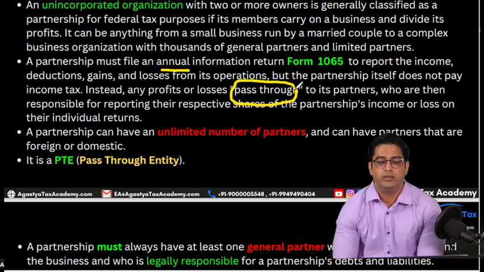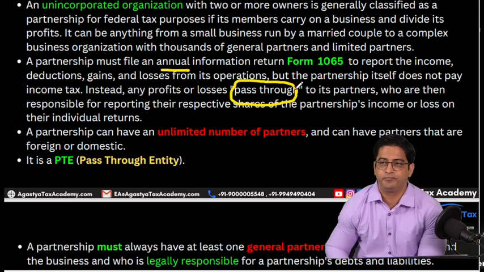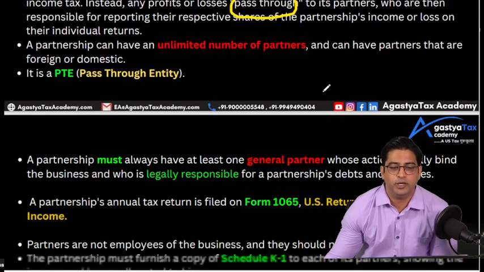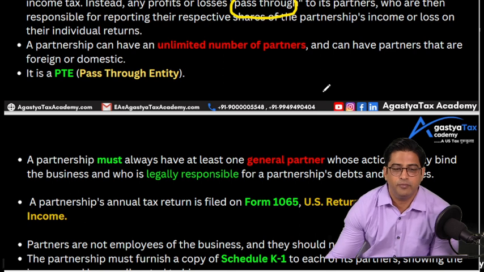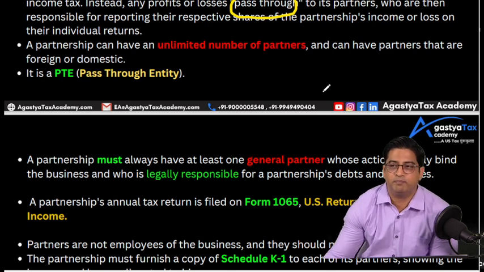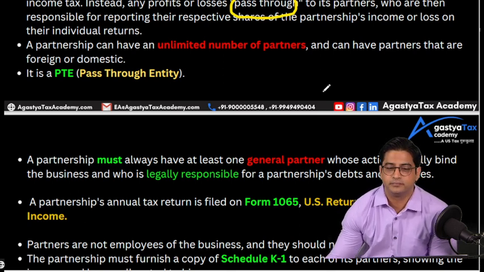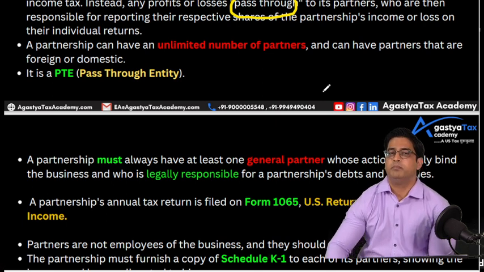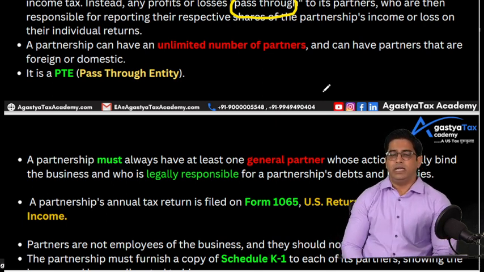Next point, a partnership can have an unlimited number of partners. And the partners can be foreign or domestic.